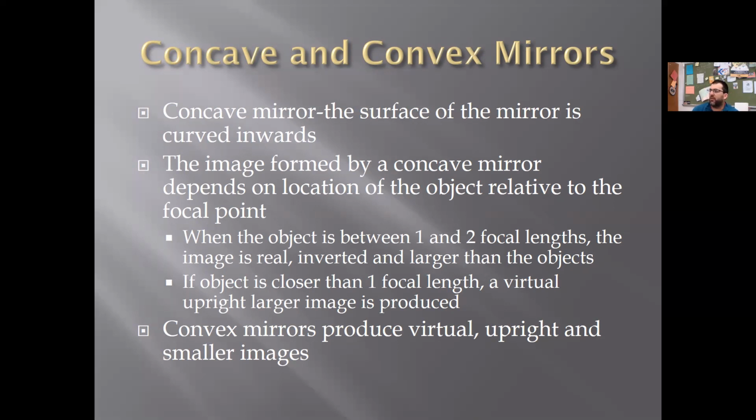The image formed by a concave mirror depends on the location relative to the focal point. In general, a makeup mirror is a concave mirror. What it does is enlarge the image typically. We typically have it between 1 and 2 focal lengths, but even if it's closer than 1 focal length, it still produces a larger image.